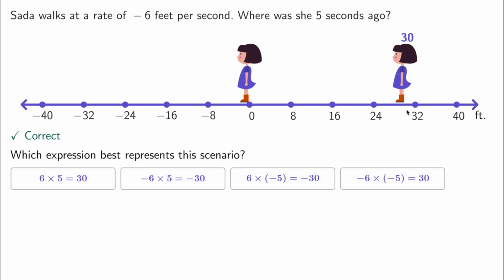So now it is whether it is 6 into 5 is 30, or whether it is minus 6 into 5 is minus 30, or it is 6 into minus 5 is minus 30, or it's minus 6 into minus 5 is 30. So I think it's minus 6 into minus 5, that's 30. So you see again here two negative numbers get multiplied together and that gives you a positive number. Okay, so this is how it works.